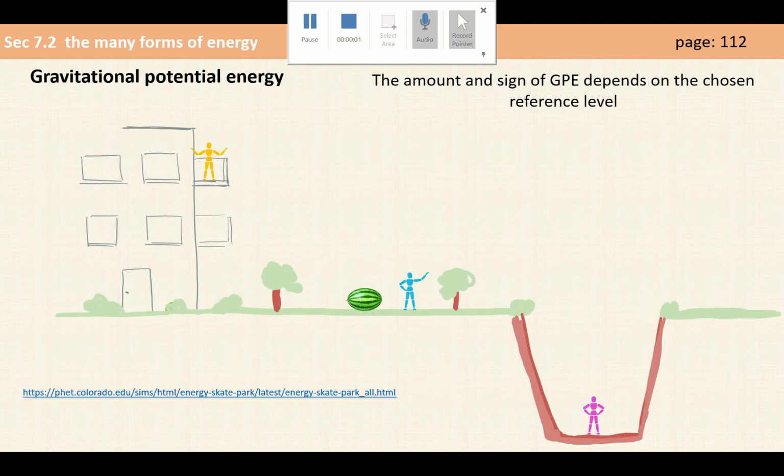Okay, now let's talk about the reference level. The amount and sign of the gravitational potential energy depends on the chosen reference level. The value and sign of the gravitational energy stored in the object depend on the reference level that was chosen.